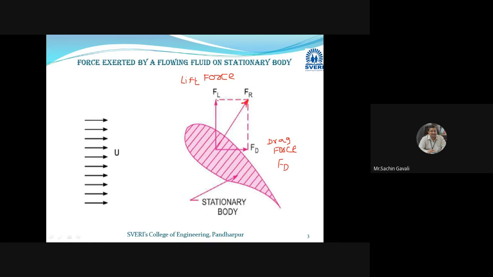These are the two forces that we are interested in for this unit, that is, forces on submerged bodies. So draw this figure and define drag force and lift force. Do you already understand? Please message in the chat box.